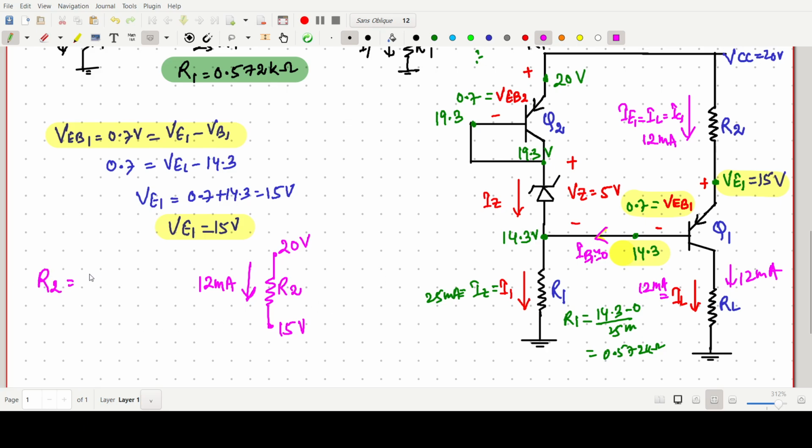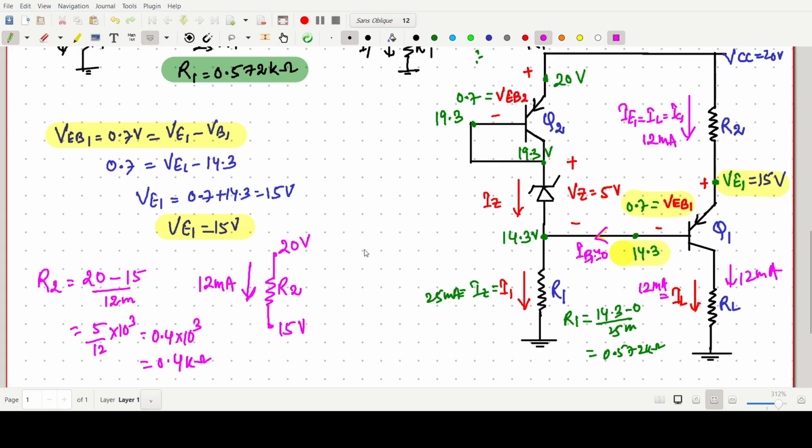So R2 can be easily found like higher potential 20 minus 15 by 12 milliampere. So 5 by 12 into 10 to the power 3. You have 10 to the power minus 3. So it should be around 0.4 into 10 to the power 3. Okay, means 0.4 kilo ohm.